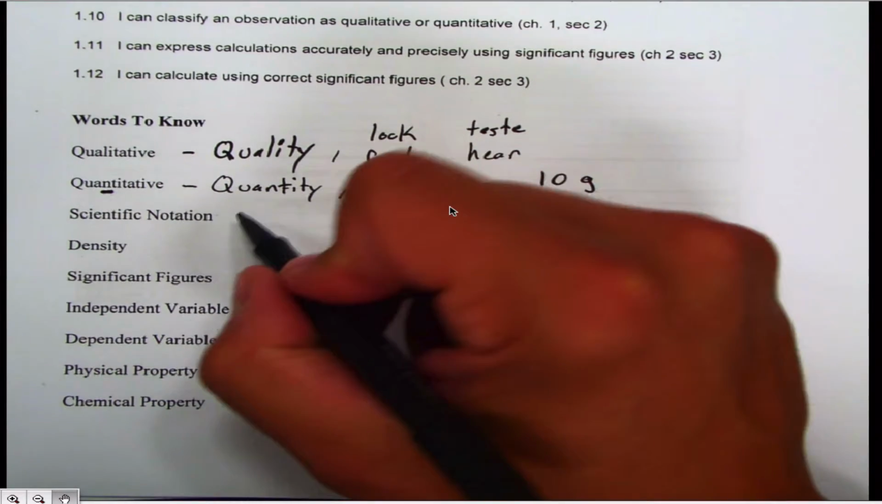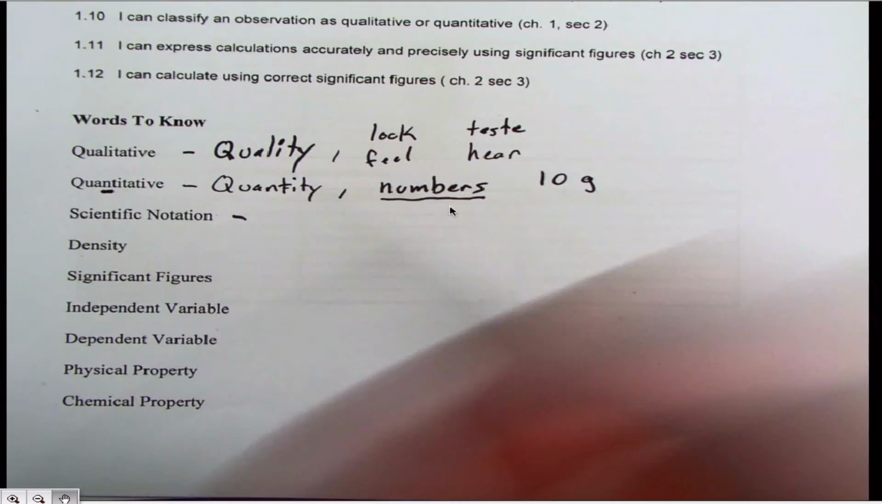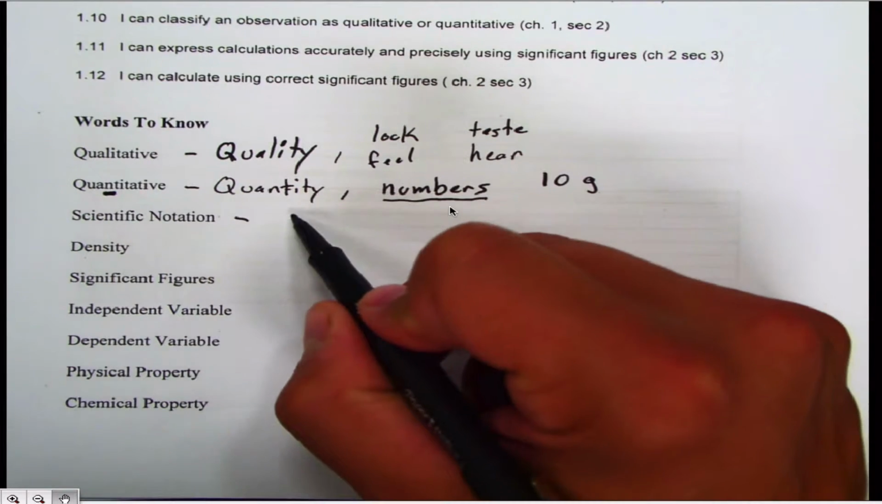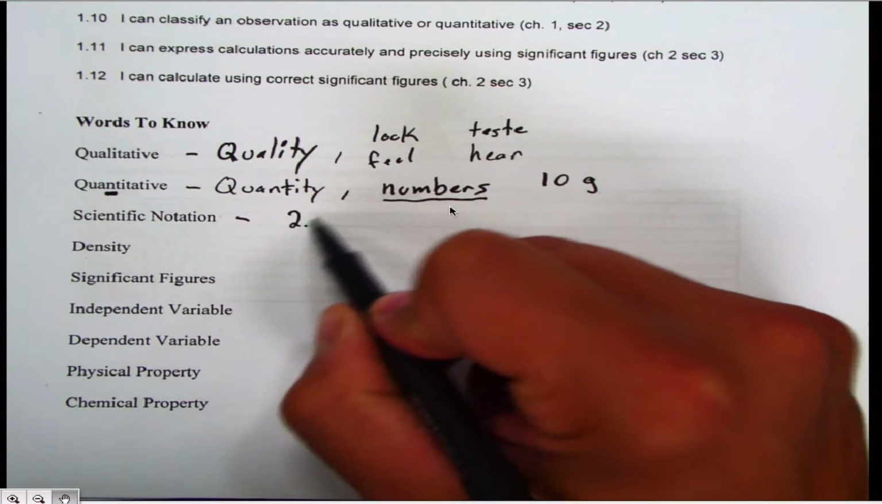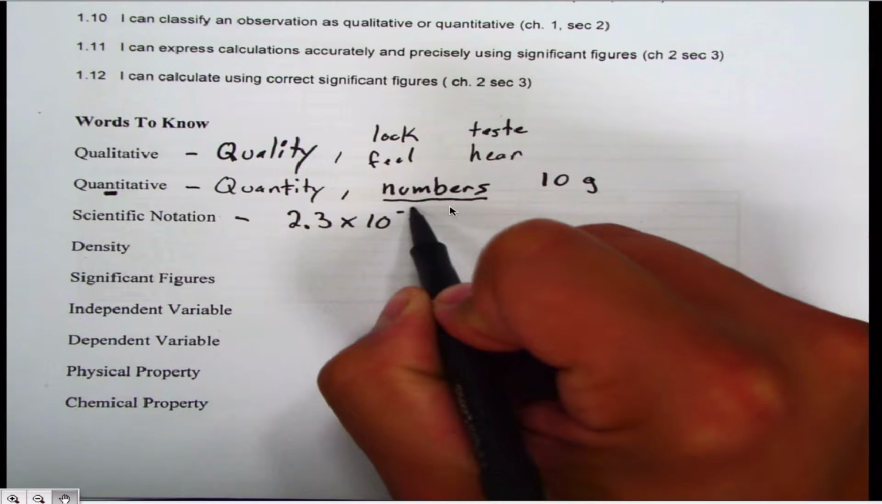Scientific notation. Basically, what you're doing in scientific notation is shortening the number to express it in a different way. So a scientific notation number would be like 2.3 times 10 to the negative third.